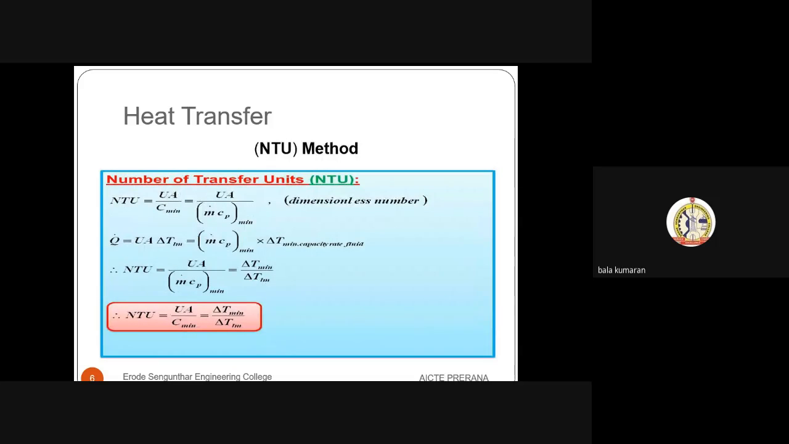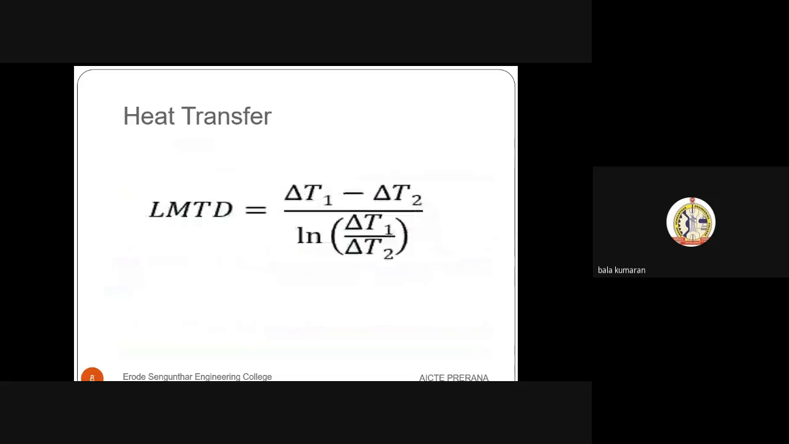Now coming to the NTU method formula. The NTU method has a general formula, which is in red color. NTU is equal to UA by C minimum, which can be written as del T minimum by del T LM. The LMTD method formula is simple: del T1 minus del T2 divided by ln of del T1 by del T2. Del is nothing but the difference.